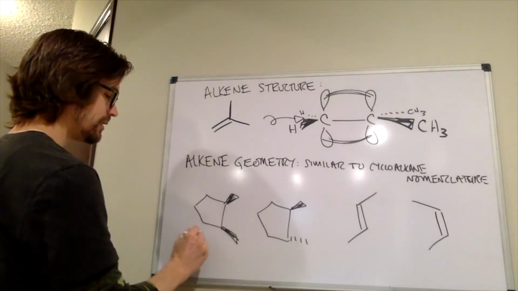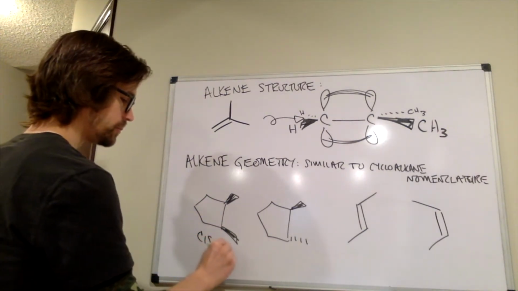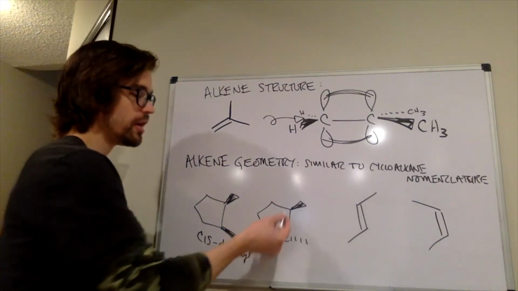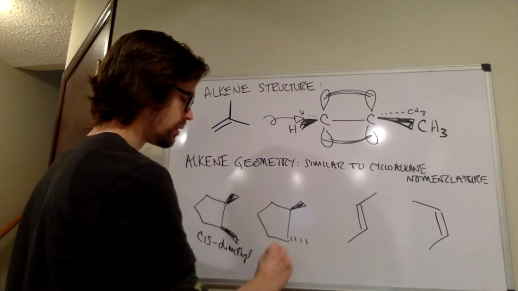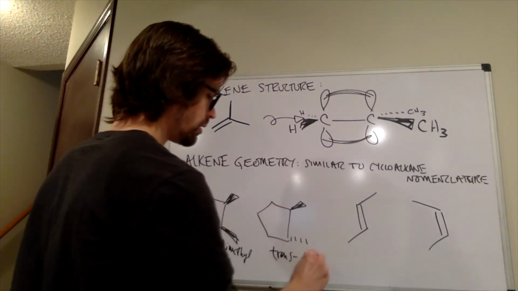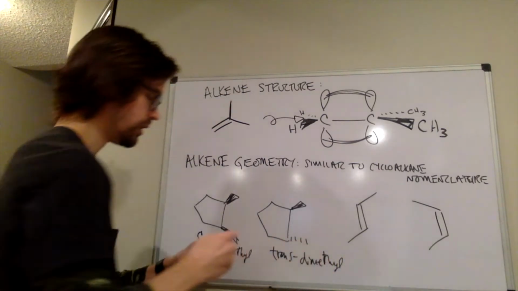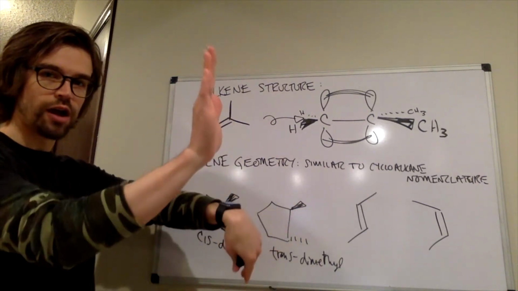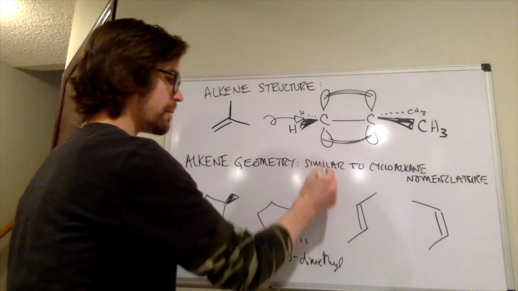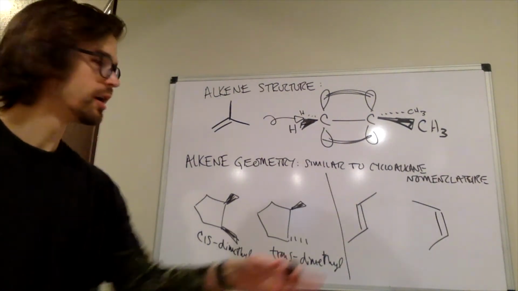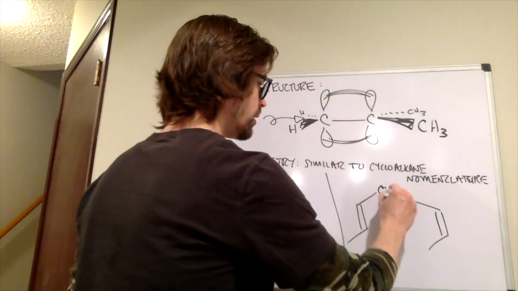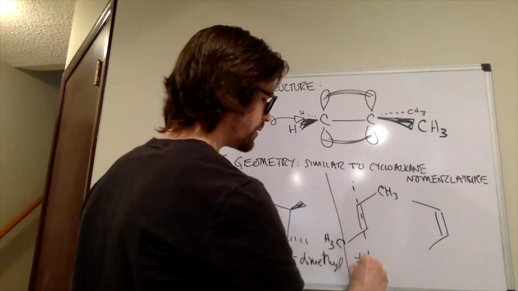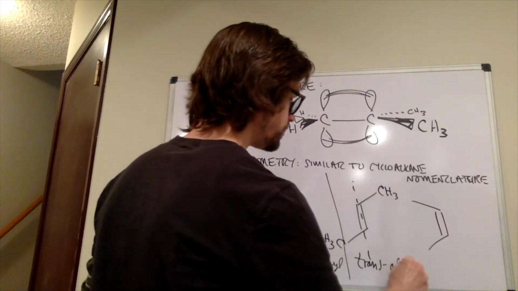So this is the cis dimethyl. This is the trans dimethyl. So cis is on the same side, both wedges, both coming out. Trans is across from each other. So we do the same thing with alkene geometry. This CH3 is on the opposite side of the alkene than that CH3. So we would call this the trans alkene.